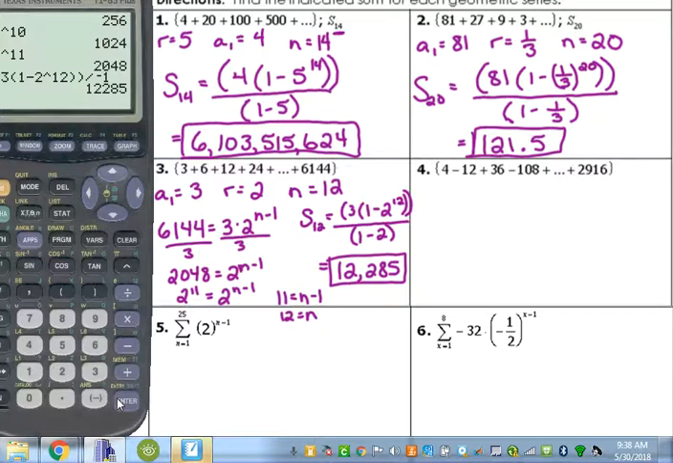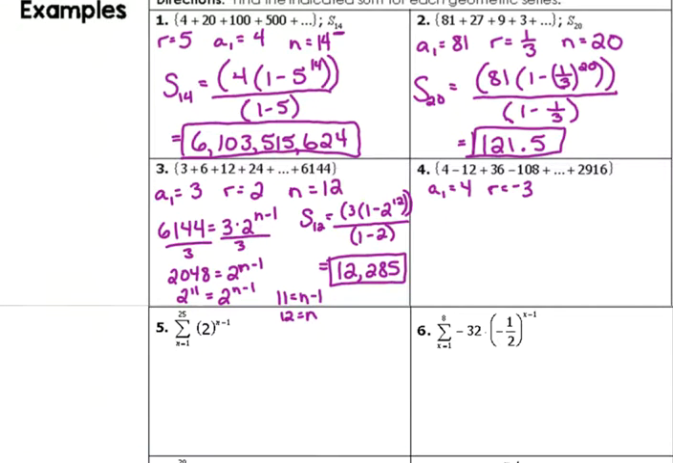Okay, number 4 is very similar to this. So let's do it again. Let's write down what we know and then figure out what we need to know. A sub 1 is 4. R is negative 3. Notice those signs are flip-flopping, so the ratio is negative, and we're multiplying by 3. We don't know N. So let's use our formula again. Our last number is equal to the first term times the common ratio to the N minus 1.